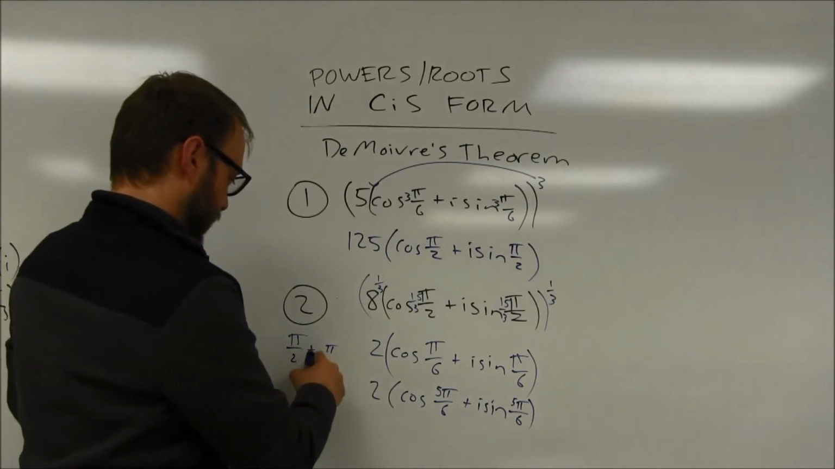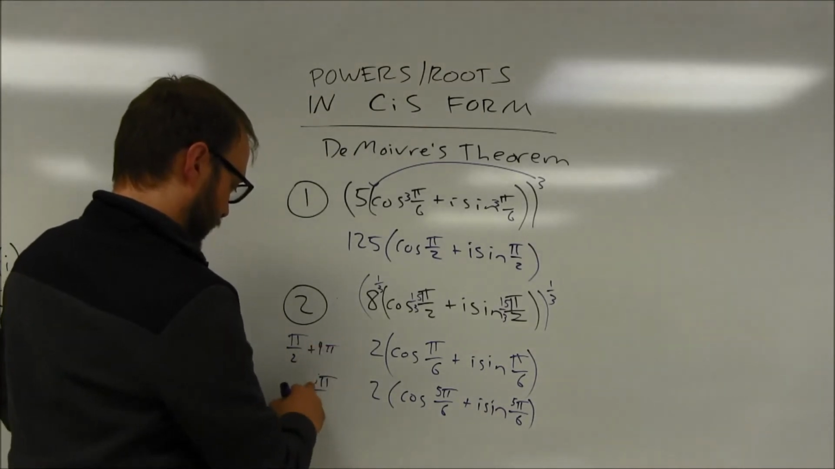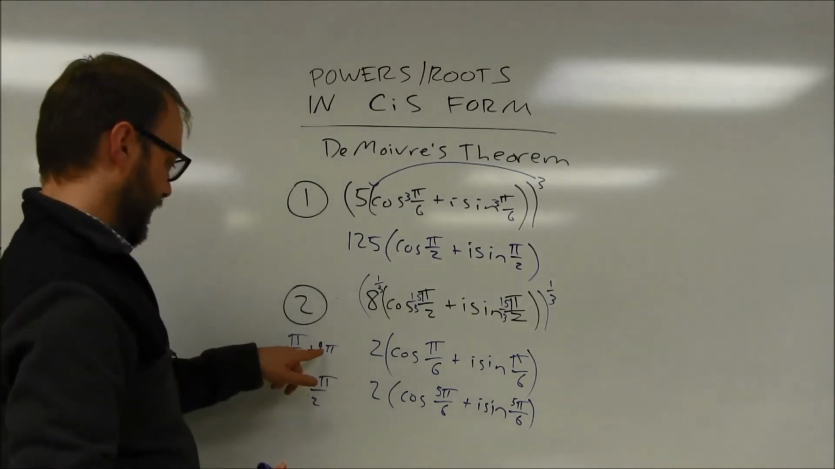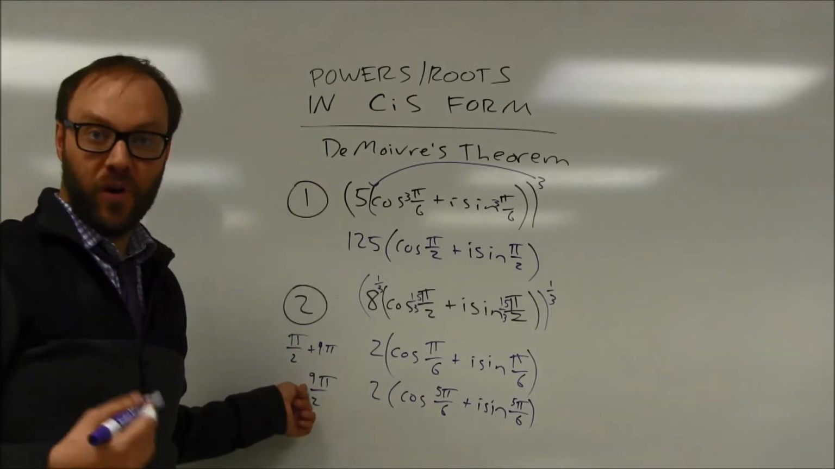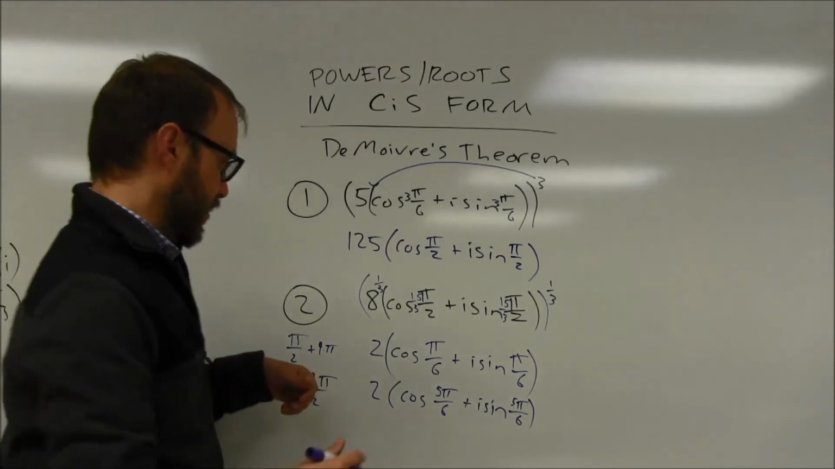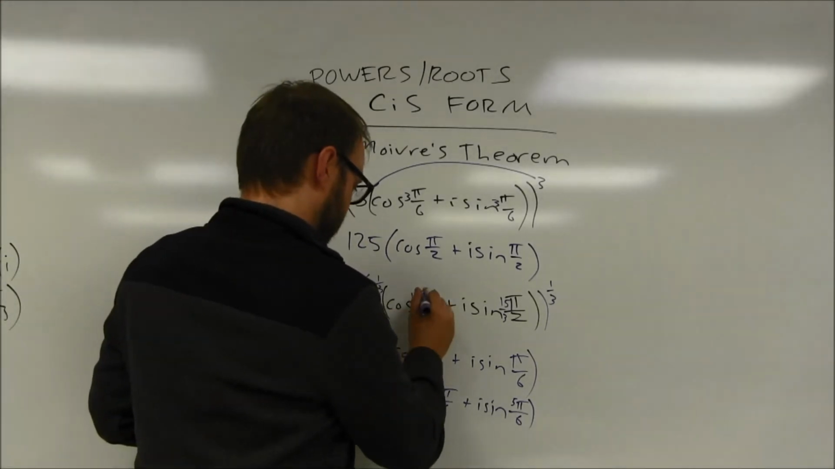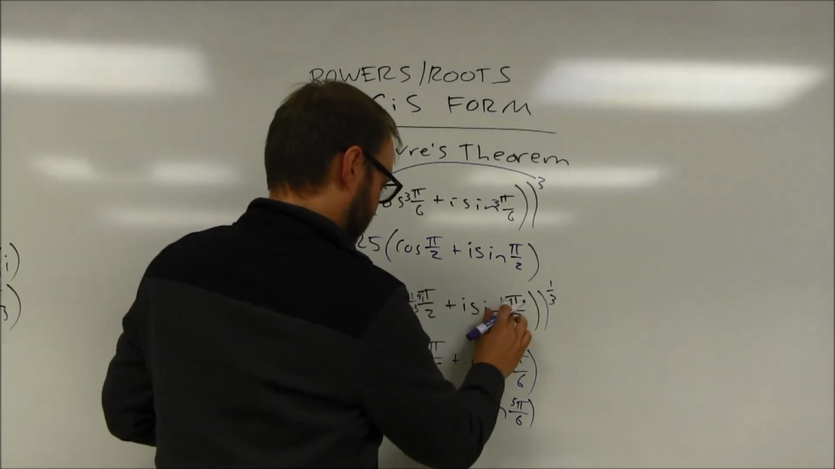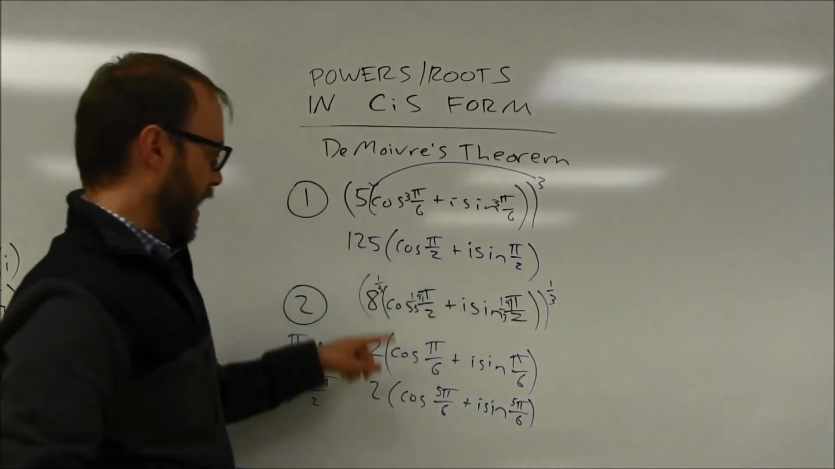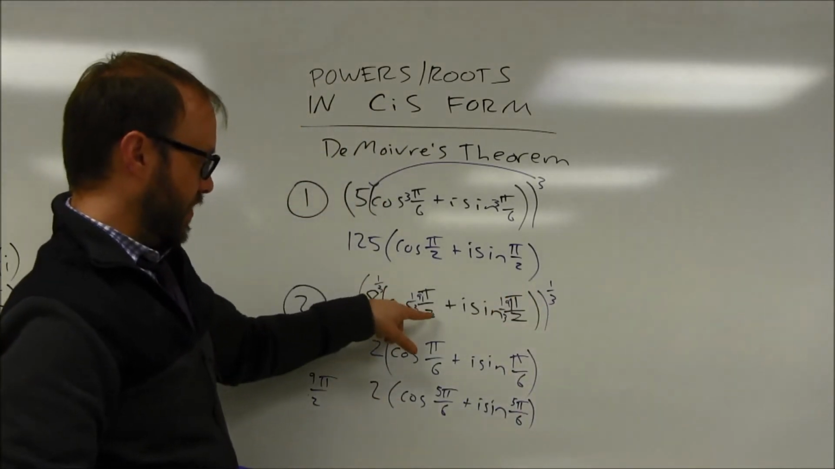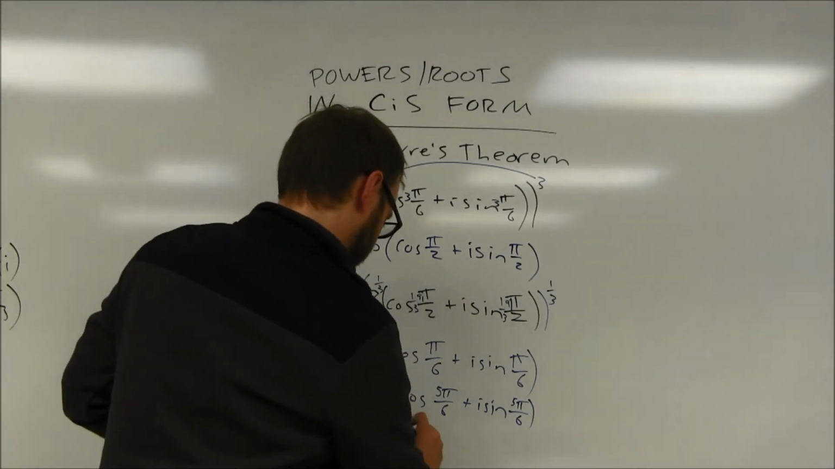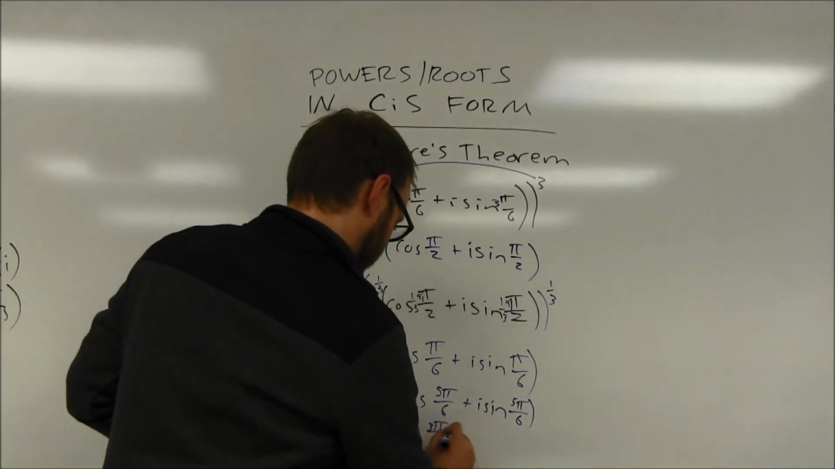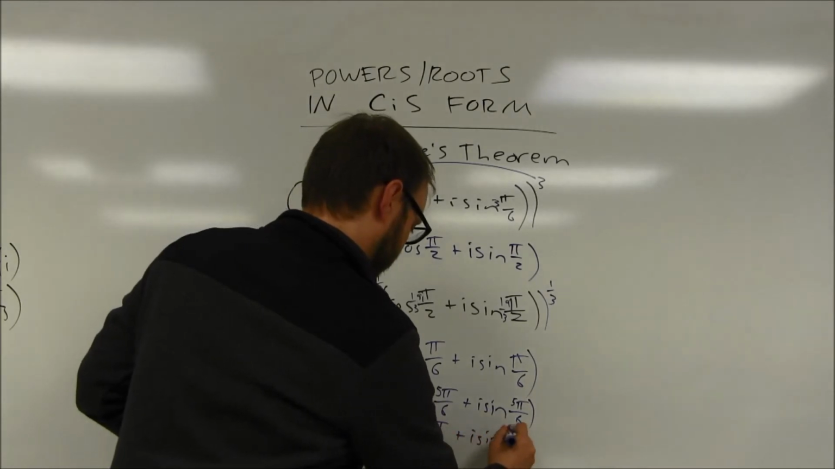If you take pi over 2 and you add 4 pi, that's 8 halves, so you're going to end up with 9 pi over 2. That's 4.5 pi, okay? So if you had 9 pi over 2, taking a third of it, you're going to end up with 9 pi over 6, which is 3 halves, right? So you're going to get 2 cosine of 3 pi over 2 plus i sine of 3 pi over 2.